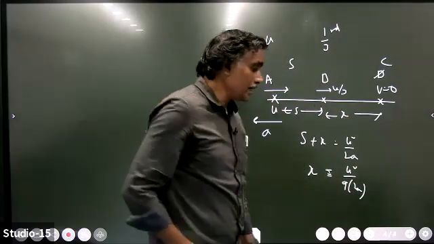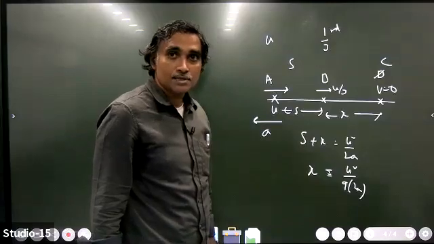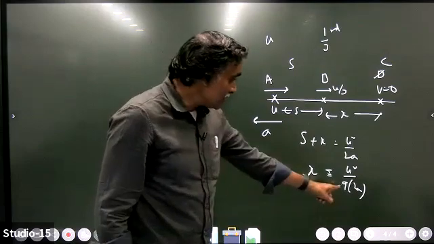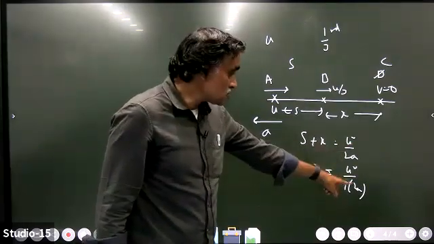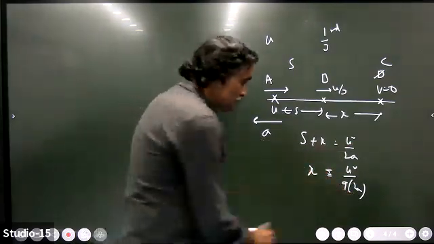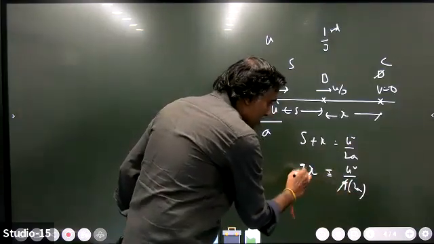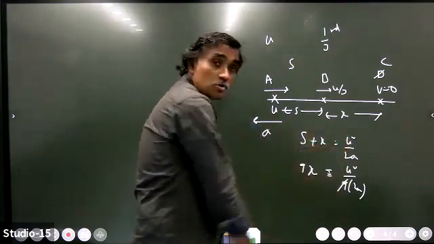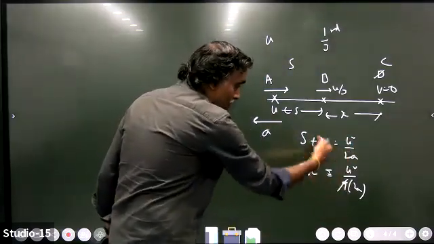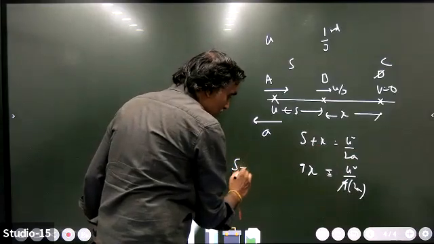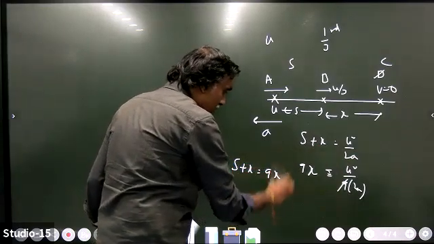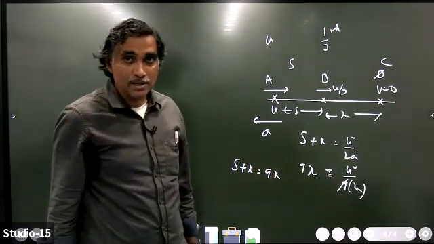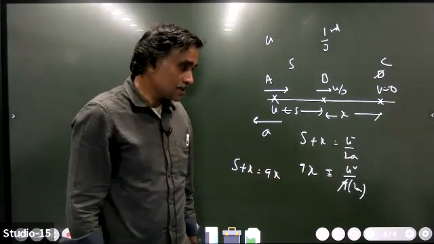So what you have to find is X in terms of S. Divide both the equations, or cross multiply 9. If you bring this 9 to LHS, you get 9X equal to U square by 2A. And S plus X is equal to U square by 2A. So the RHS is the same, therefore the LHS should also be the same. So S plus X is equal to 9X. So the X value you can get from here: X is equal to S by 8.